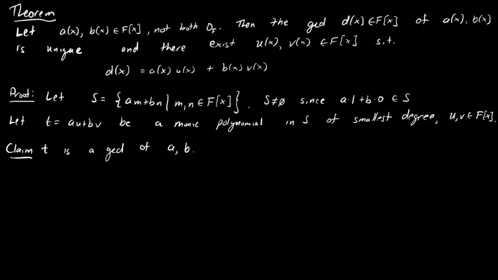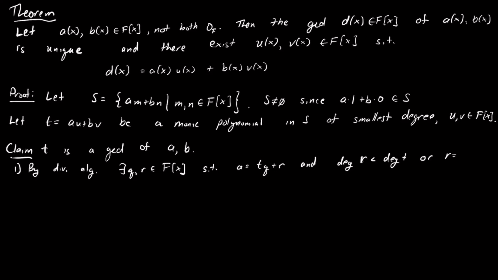Okay, so the first thing I need to show is that it's actually a common divisor. I need to show that t divides a and t divides b. Okay, so let's prove this. Well, how do I go about doing this? Well, by the division algorithm, which we just proved in the last video, there exist polynomials, let's say q and r, in F[x]. So again, I'm suppressing the (x) notation just for visual clarity, such that a is equal to tq plus r. And moreover, I either have the degree of r is less than the degree of t, or r is equal to 0. All right, those are my two options. That's what my division algorithm tells me.